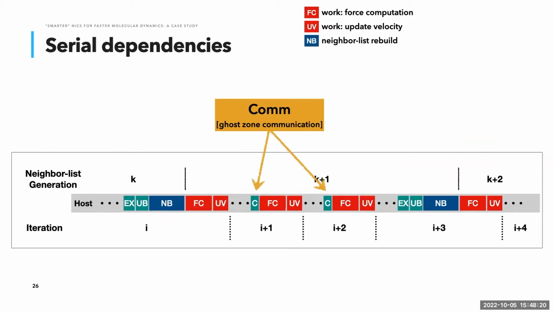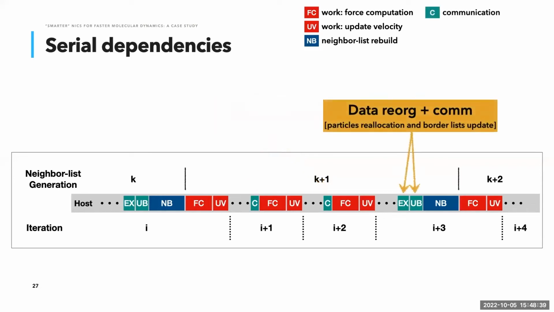But there is also some communication overhead. Processes communicate the position of particles in ghost zones to neighboring processes. These operations are shown here by green C boxes. Since particles move, we need to frequently move particles to their new processes. This operation is shown by green EX boxes, and we also need to update the border lists, which are used to store the position of particles in ghost zones. This operation is shown by green UB boxes in this figure.